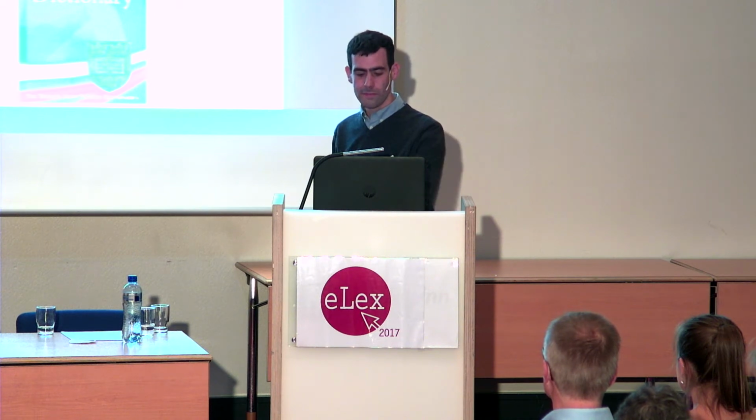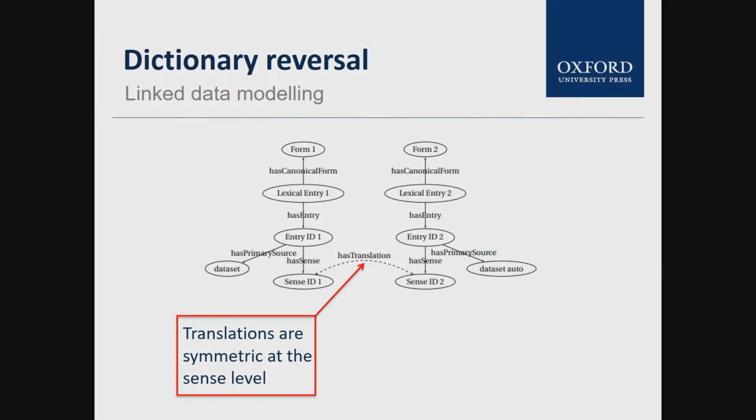So how have we done this? Our ontology has translation as a symmetric relationship at sense level, not at entry level, not at word level, only at sense level. When the data is fed into RDF, then a mirror data set is automatically generated. So that's this auto data set over at the right-hand side there.